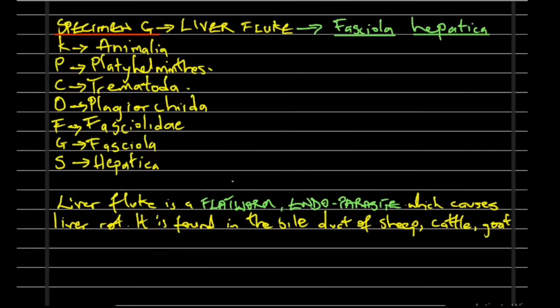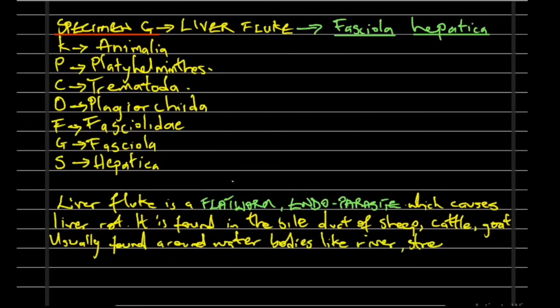These parasites are usually found around water bodies like rivers, streams, ponds. Those are environments where you actually see this particular organism. Now, it is in these water bodies that they lay their eggs.